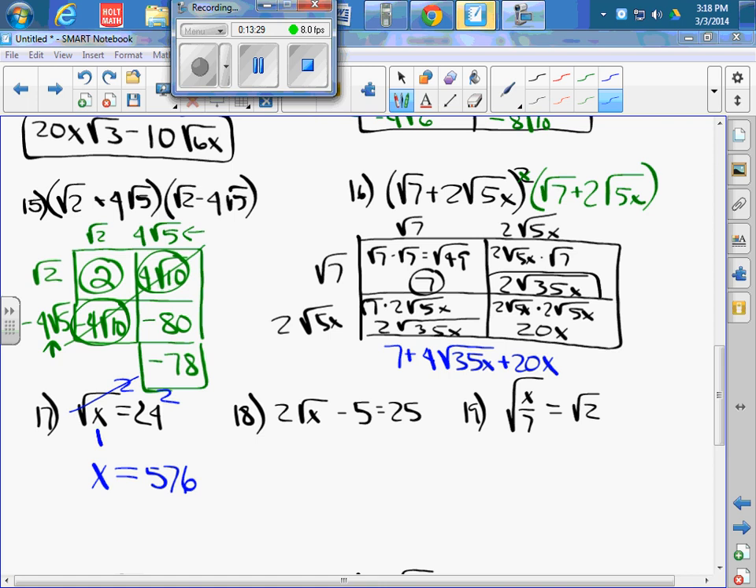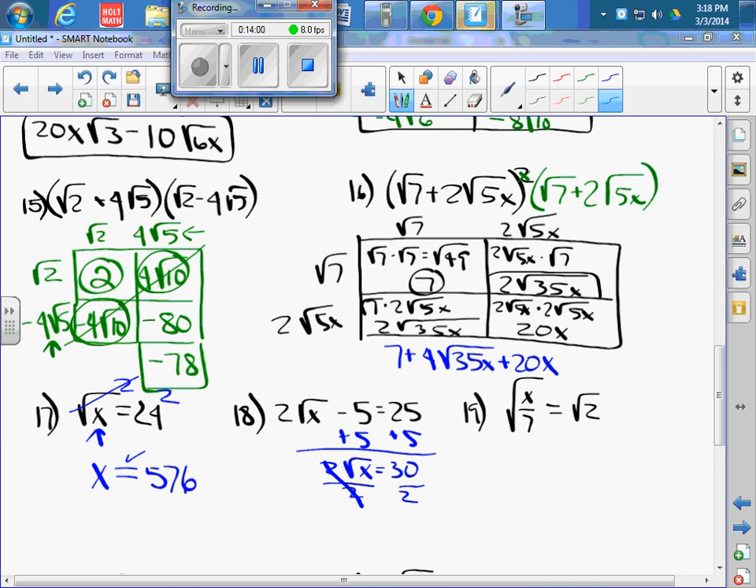Now do a quick check on this to make sure that it works. What's the square root of 576? 24, it checks out. In number 18, we're going to add 5 to both sides first because we need to clear the 2 and the 5 in order to have the radical by itself. So we have 2 radical x is equal to 30. We're going to divide both sides by 2. Did I square anything yet? No. Squaring both sides isn't necessarily your first move.